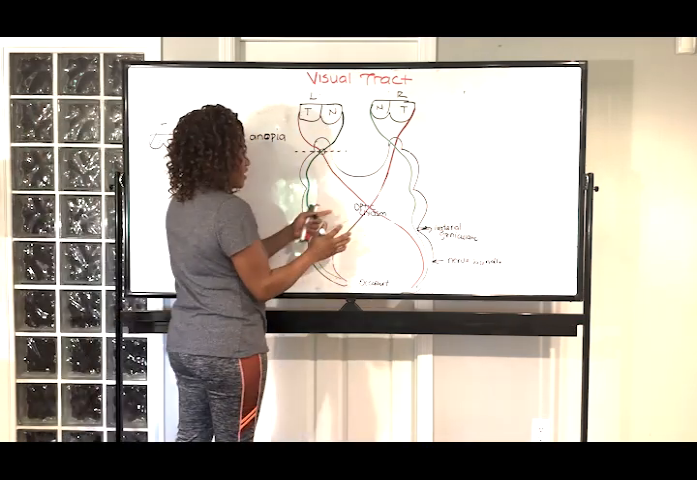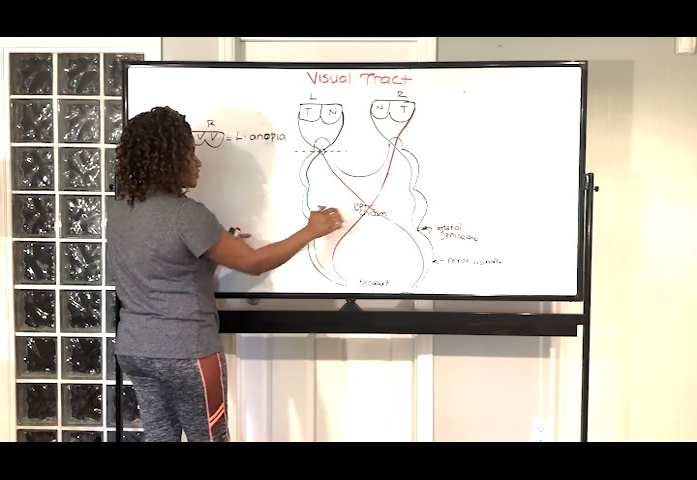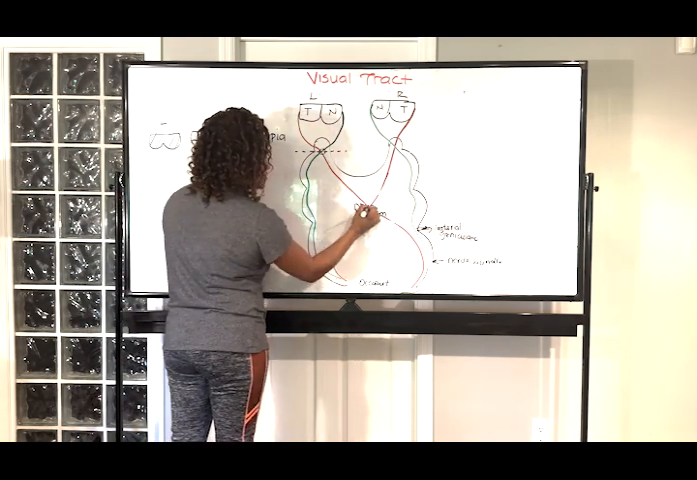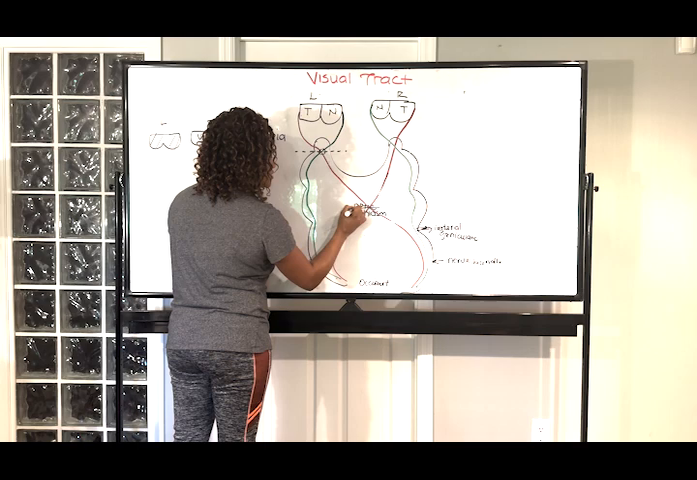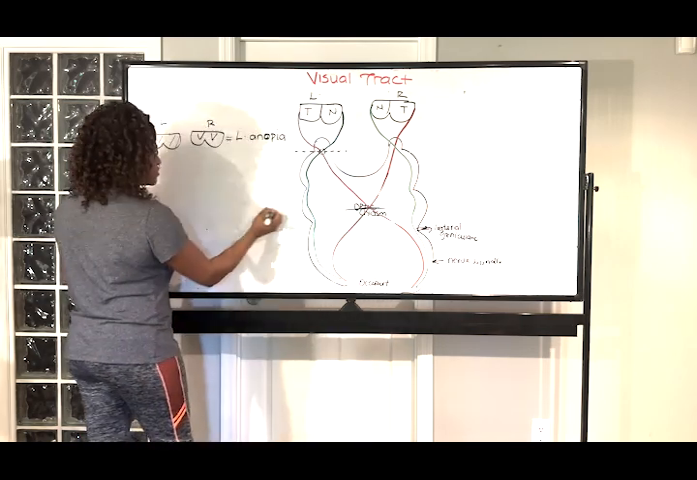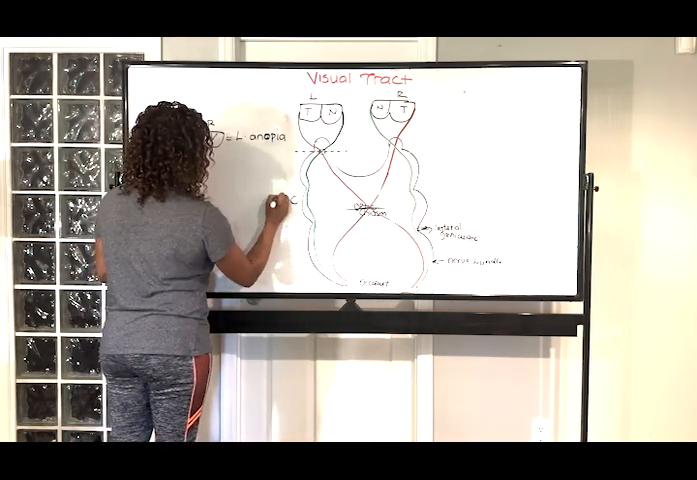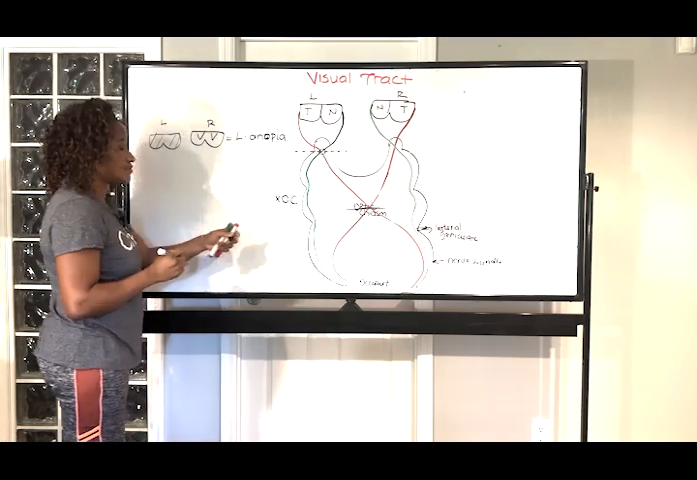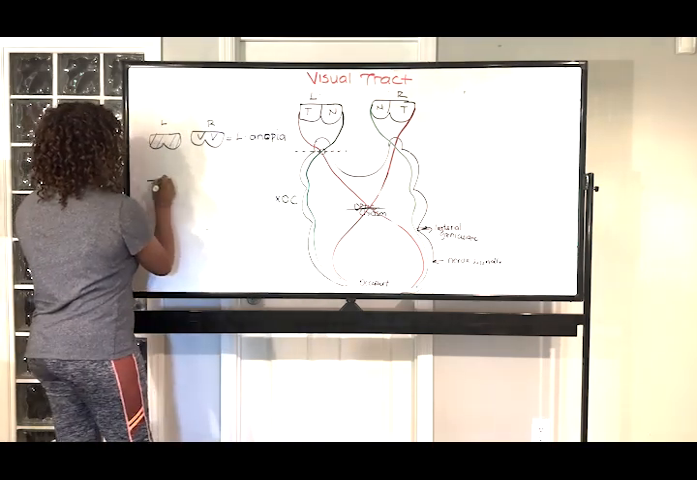Now let's say we have a lesion down here at the optic chiasm. This is where we have a lesion. So let's say optic chiasm here, the lesion happened there. So what happened?